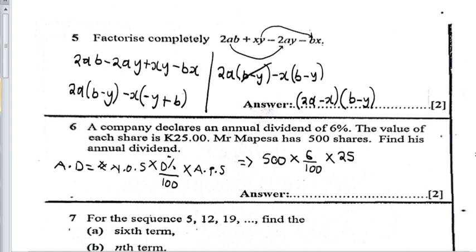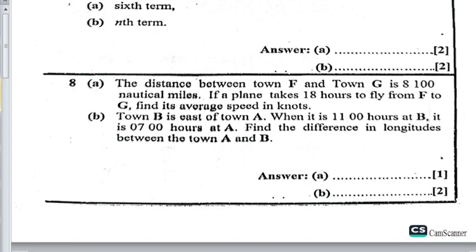So if you do that, what do we get? 5 times 6 is 30, 30 times 25, 3 times 25 is 75, you add a 0, you get 750. So that is the annual dividend. So that question has been dealt with. We look at another question. That was question 6. Now we have question 7 here.